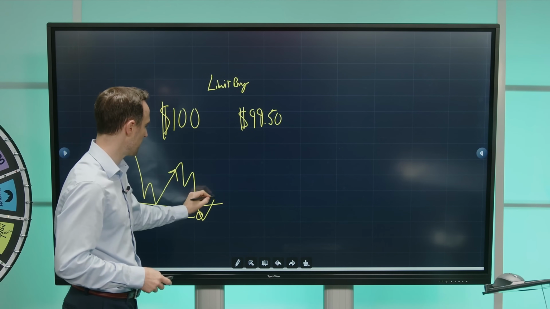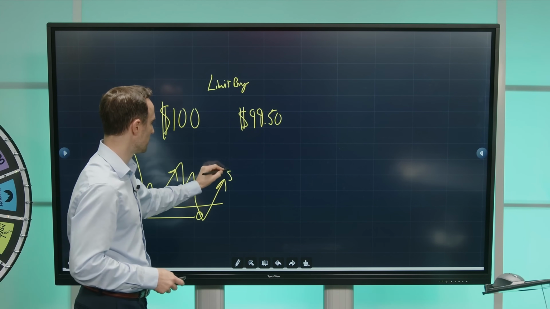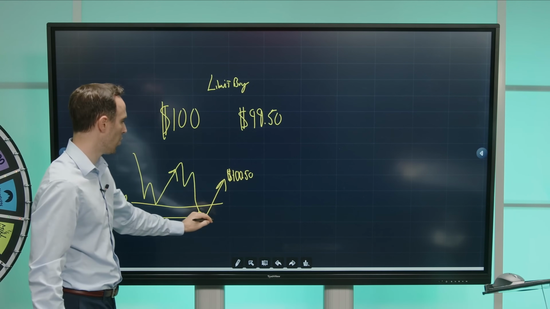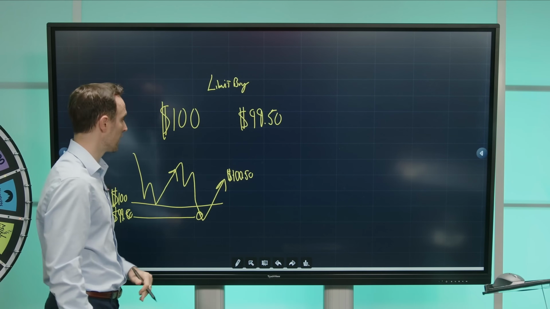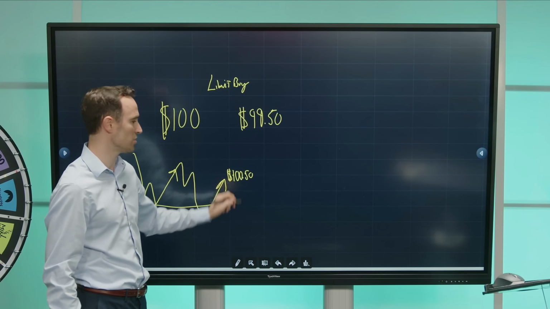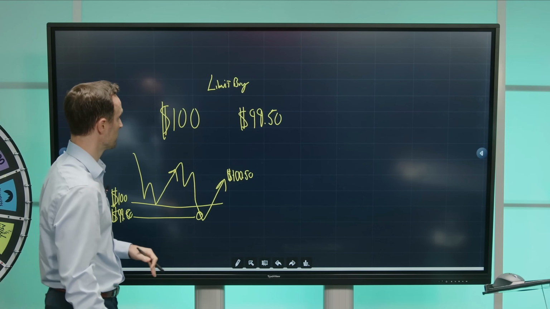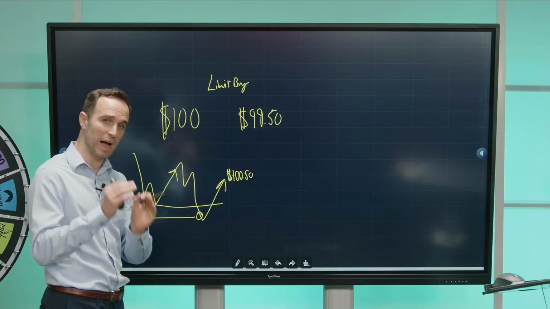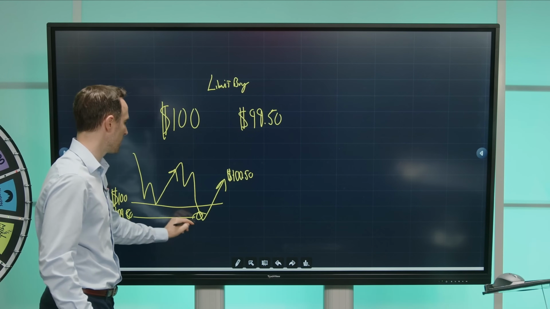And let's say the stock bounces back up, let's say to $100.50. Well, now you're up $1 per share on that stock, right? From $99.50 to $100.50. So that's what a limit order is, right? I only want to buy this stock if I get to my price.